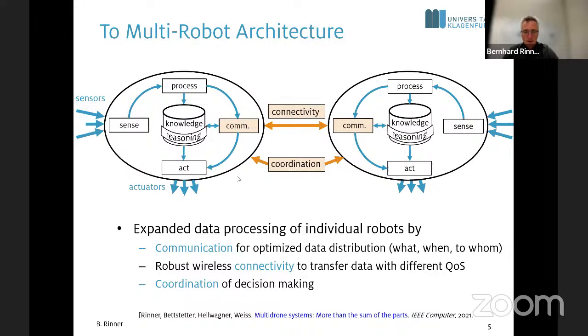And typically in many robotic applications, we are interested in wireless communication, and we want to transfer data with some specific quality of service level. We want to maintain connectivity for the whole period of time, or we want at least to guarantee some intermittent connectivity with some time constraint. And then on top, we perform this coordination, where we make our decisions on the multiple agents.